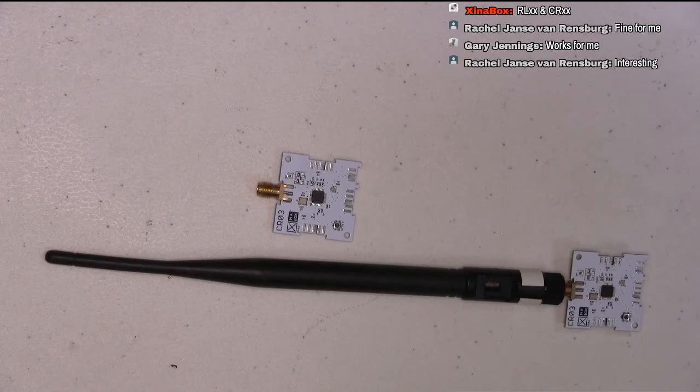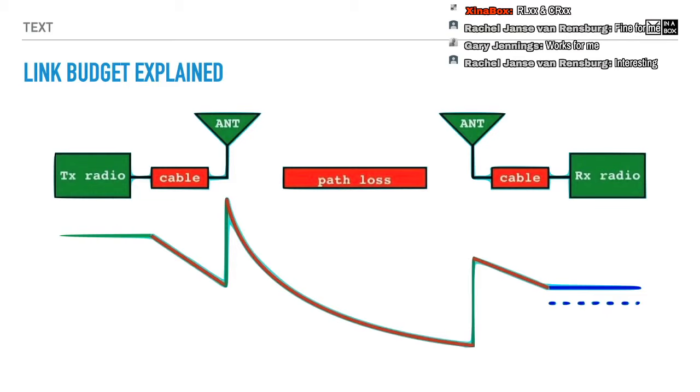So the green parts on this screen are all the stuff. Sorry, I was on the wrong screen here. So on this, this is the link budget here. The green stuff on the screen is the plus side of the link budget, and the red is the stuff that's on the minus side of the link budget.